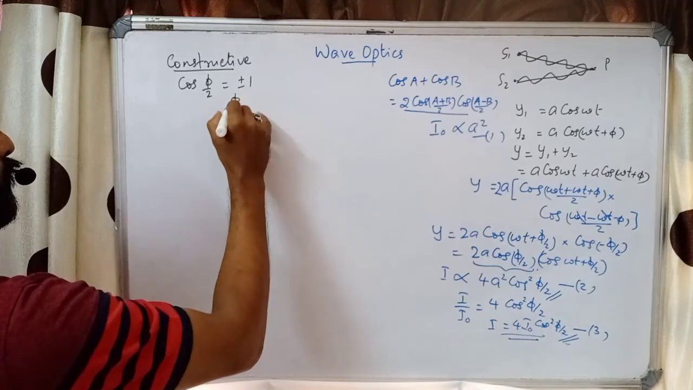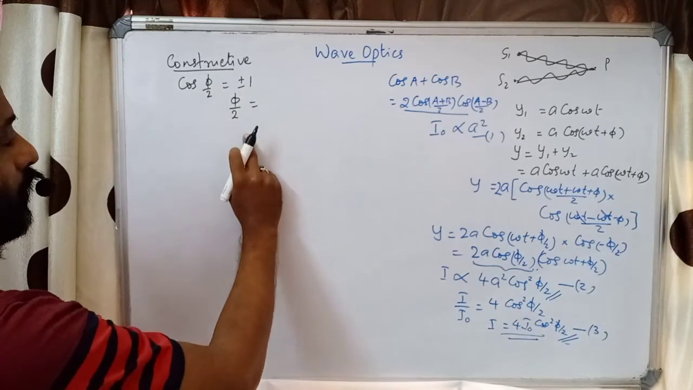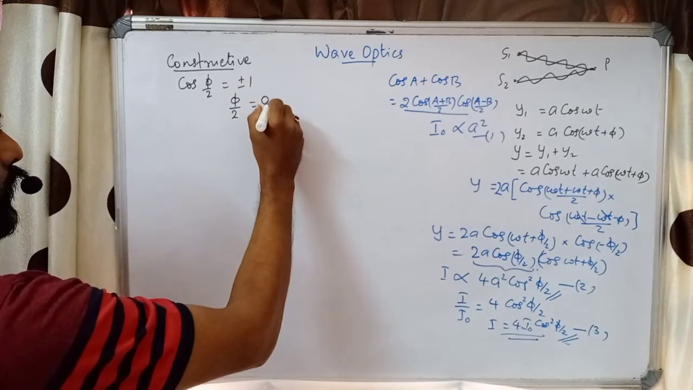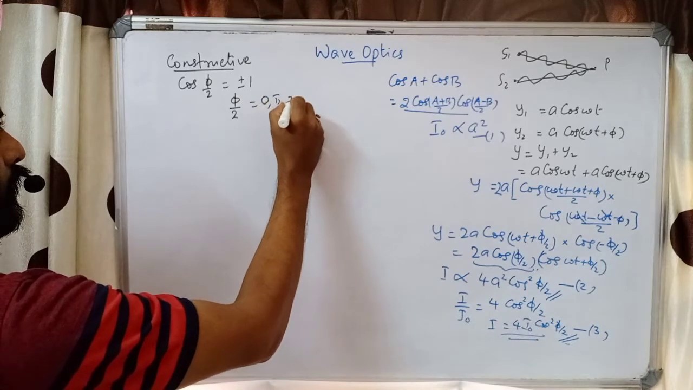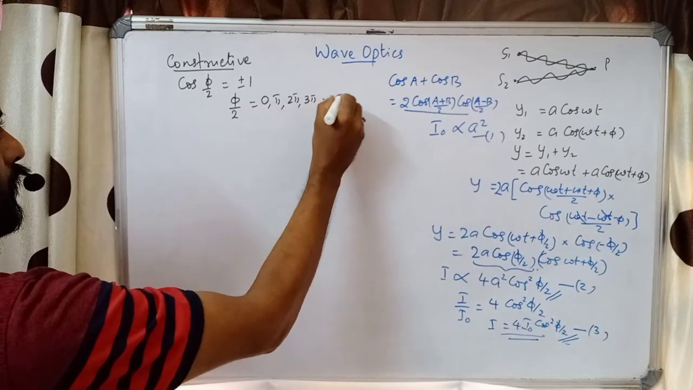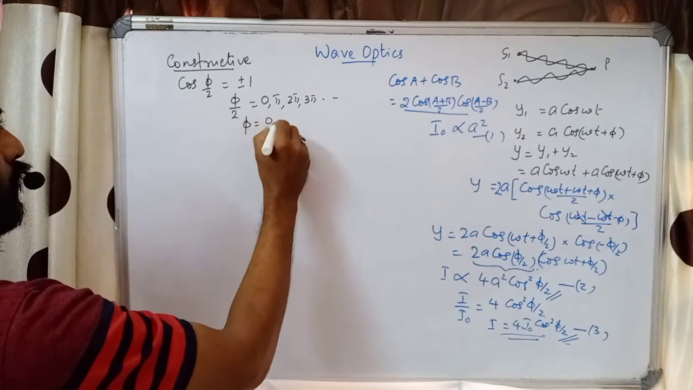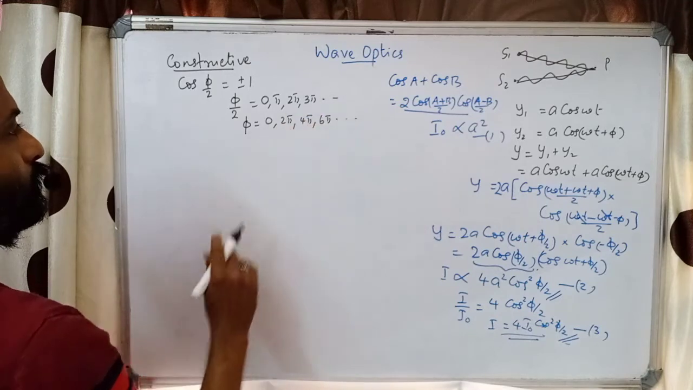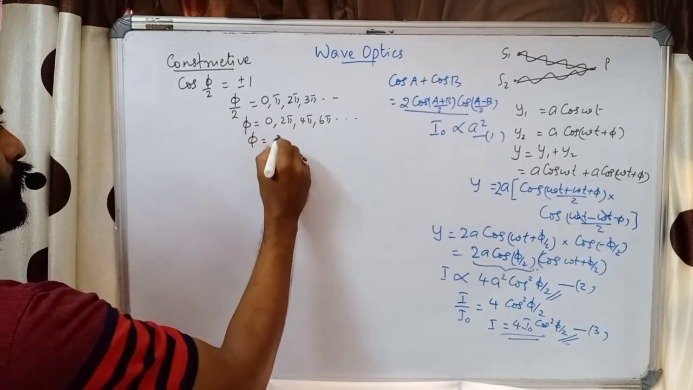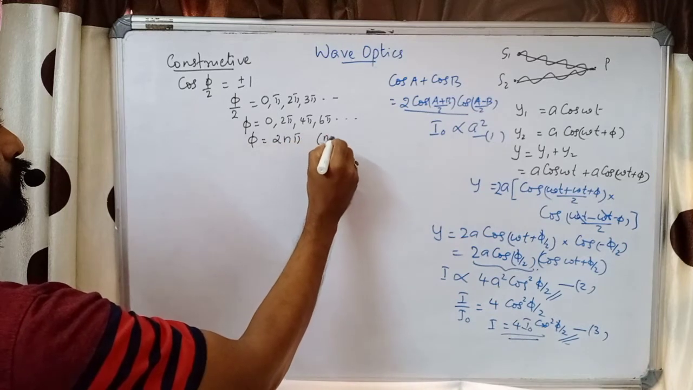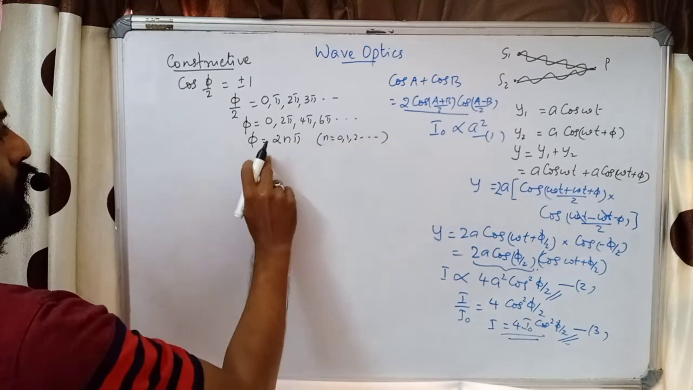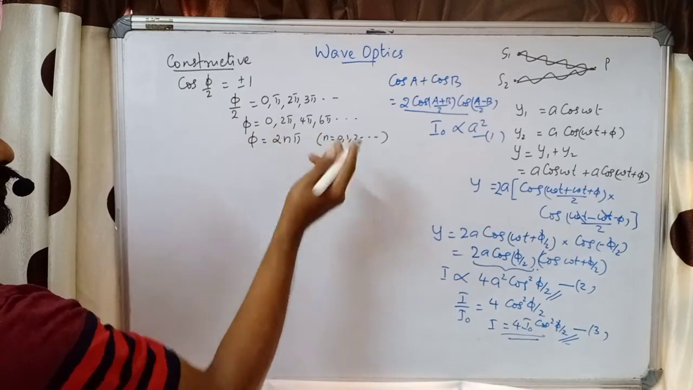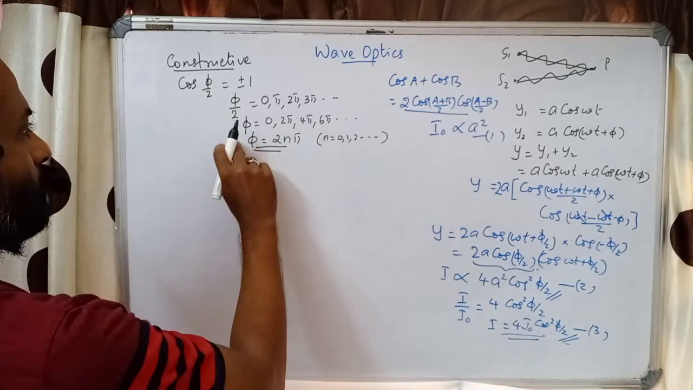So phi by 2 should take values where the cos value is maximum. For 1 or minus 1, we can have 0, cos 0. Then we have cos 180, then 360, so 3 pi like that. So what will be phi? Phi is equal to 0, 2 pi, 4 pi, 6 pi, etc. So generally we can write phi is equal to 2n pi, where n is equal to 0, 1, 2, etc. When you give 0, phi will be 0. If you give 1, it will be 2 pi. If you give 2, it will be 4 pi and so on. This is the value of the phase difference.